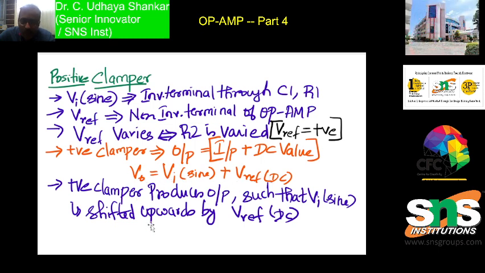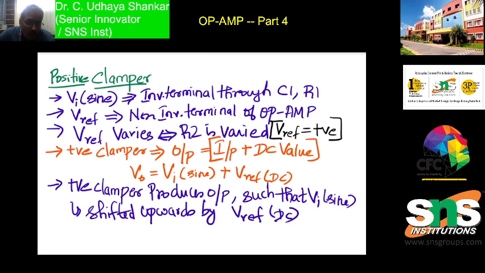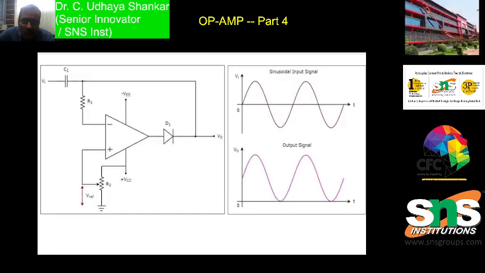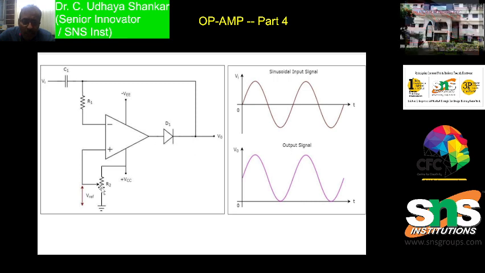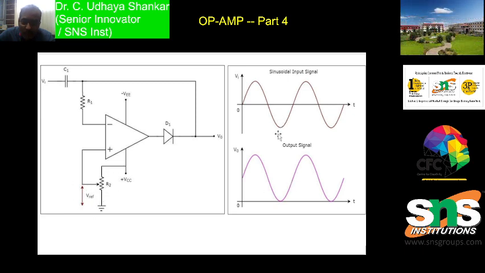So the positive clamper produces the output such that the sine wave is shifted upwards by V reference, that is, the DC value. I hope you're all clear with the working. So this is how it works. If I vary the V reference value according to the DC input value, I can vary the upward shift of this sinusoidal waveform.